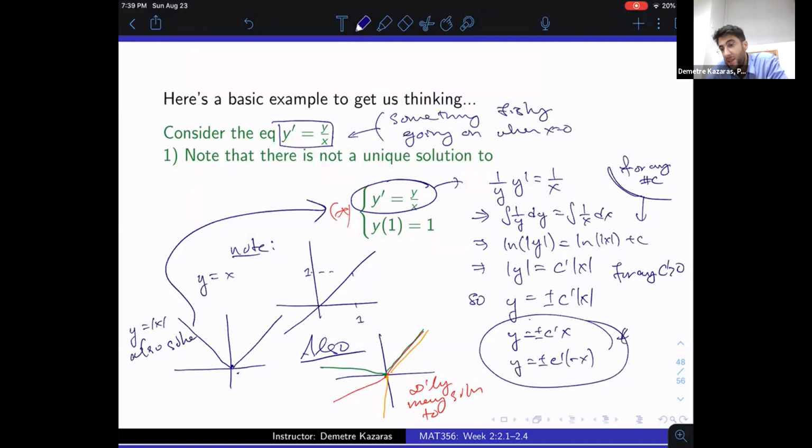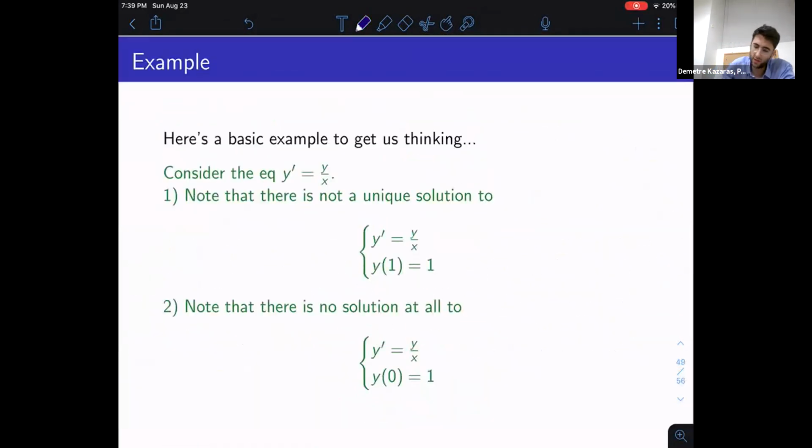Now, and this is kind of a theme, whenever you have issues with uniqueness, you'll also have issues with existence. So let's record something that we learned from the last tile: the absolute value of y is equal to c prime times the absolute value of x for any positive c prime.